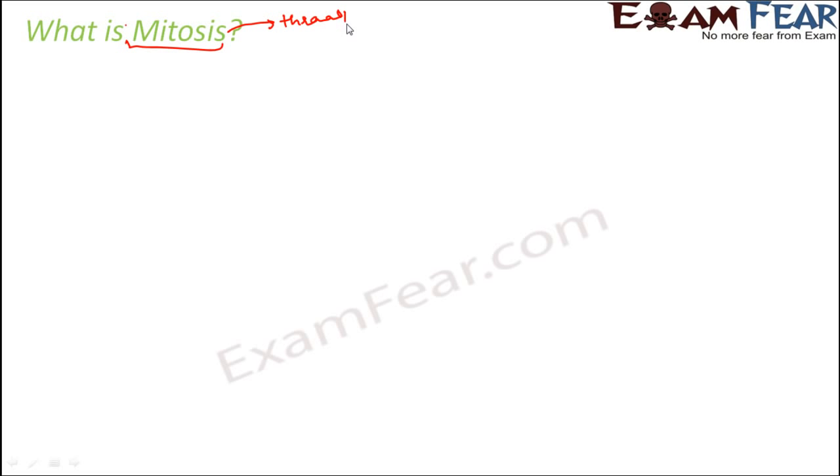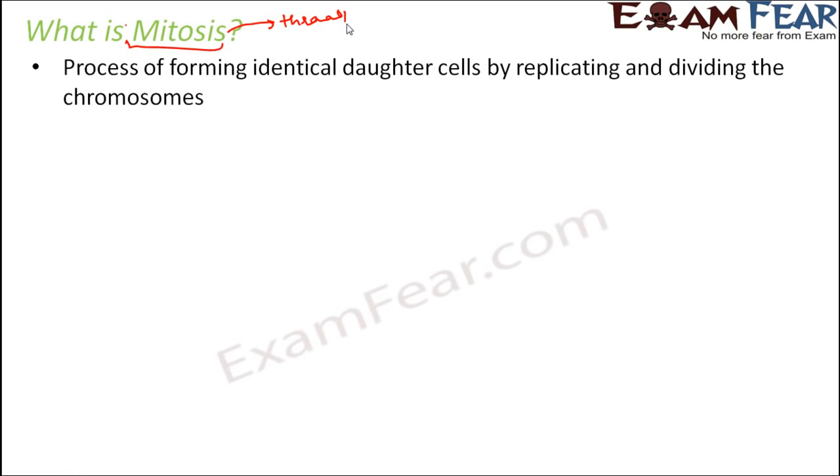Now why do they call this thread? That we'll get to know very soon. It is a process of forming identical daughter cells by replicating and dividing the chromosomes. By the end of mitosis, you will see that the daughter cells which have been produced are exactly identical to each other and they are identical to their parent cells as well.